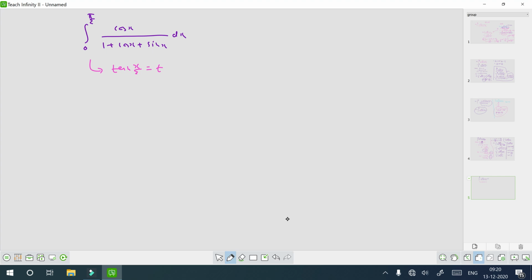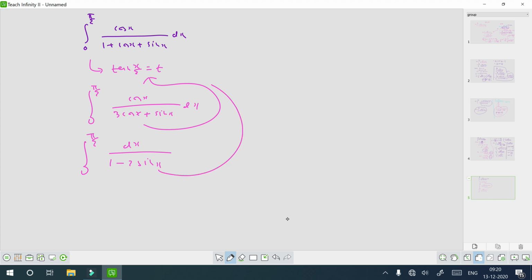Clear? Same way, one more example. 0 to pi by 2 cos x over 3 cos x plus sin x dx. In the same way, take tan x by 2 equal to t. Clear? Now 0 to pi by 2 dx over 1 minus 2 sin x. Here also it is just a combination of sin, so here also take tan x by 2 is equal to t.